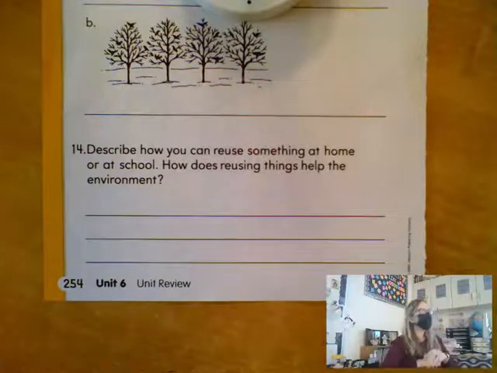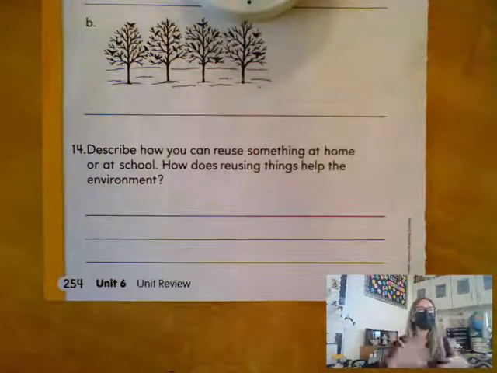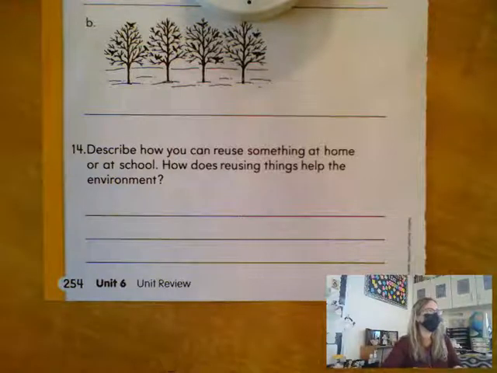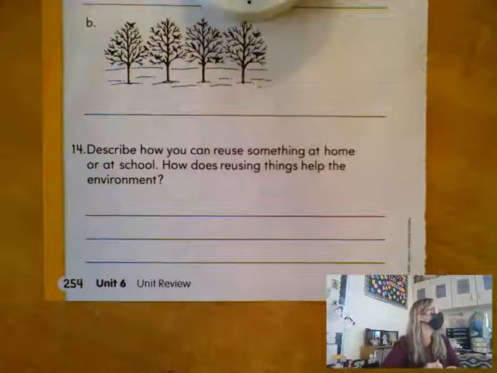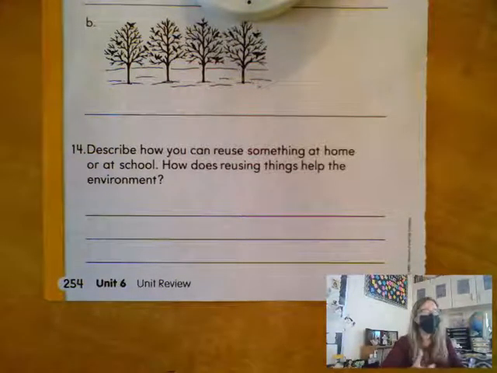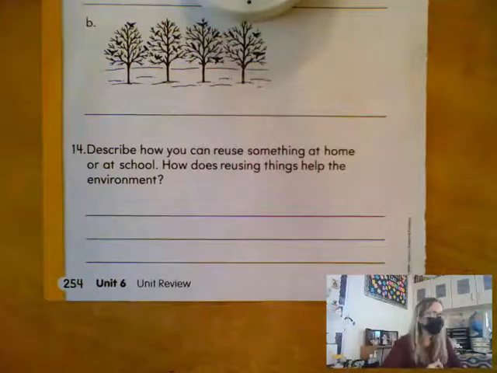Yeah, and how does that help the environment when we reuse things? It makes less what? It makes less what, Noah? Serafina, it makes less what? Pollution. Less garbage, which causes pollution, right?